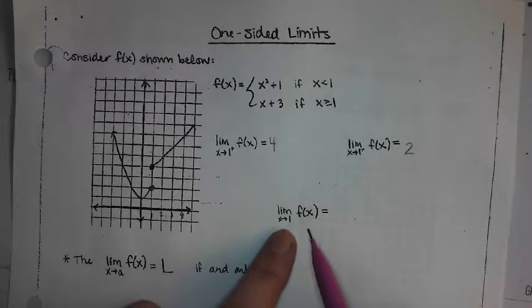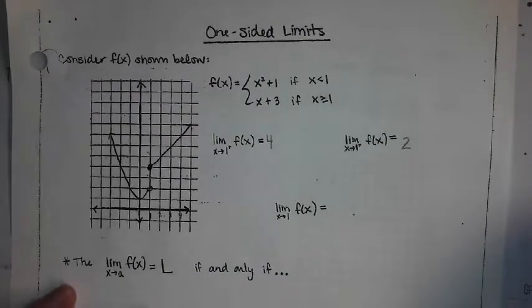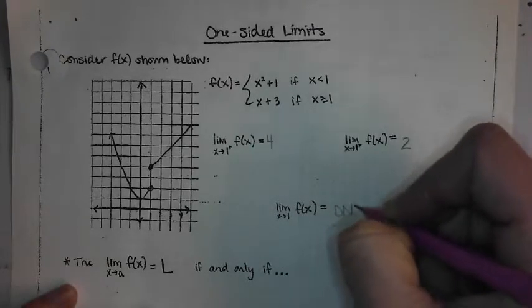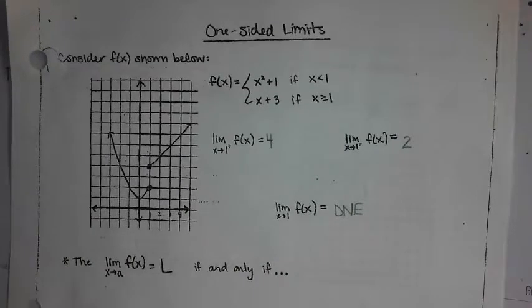What'd you say? No. There was a takeaway from yesterday that you missed, Taylor. Does anybody know? It's not 4. Correct. It does not exist. In order for the limit to exist at a number, it has to be the same from both the left and from the right.